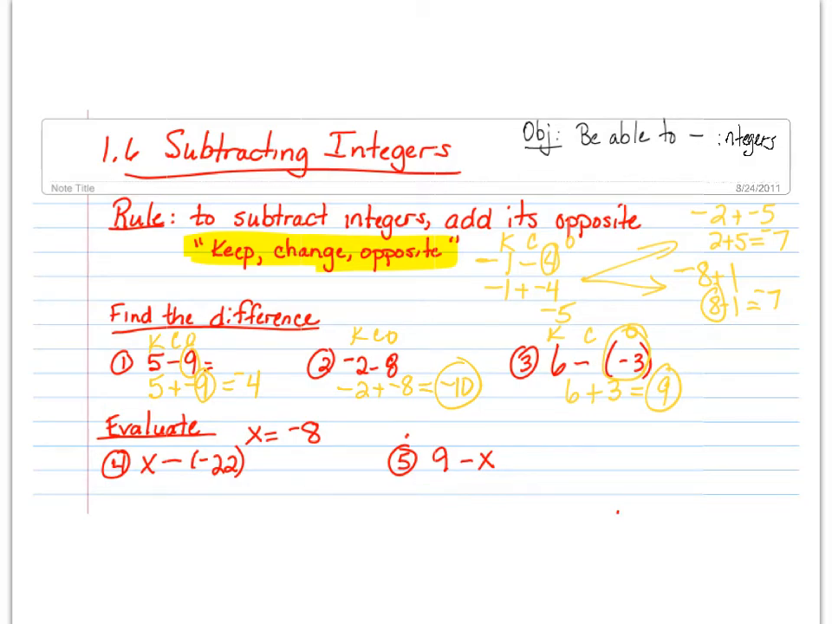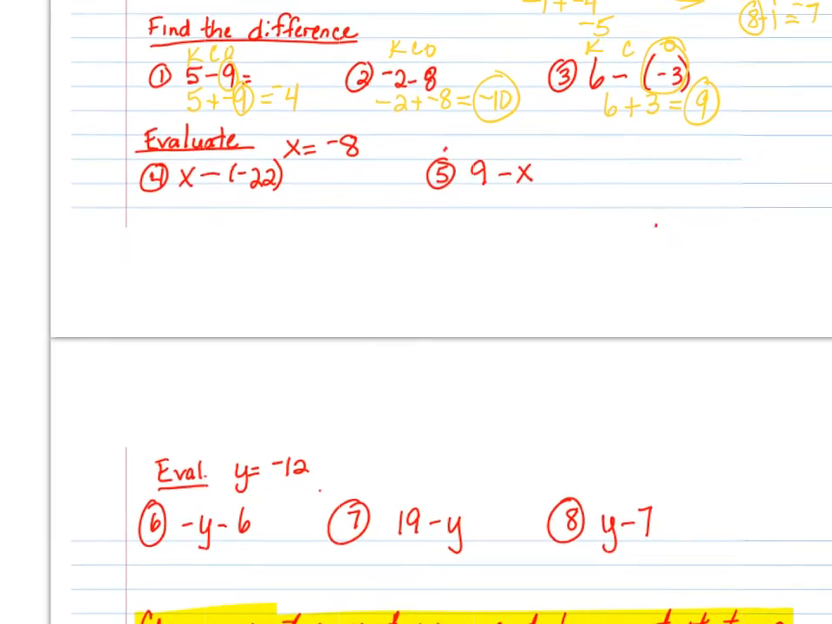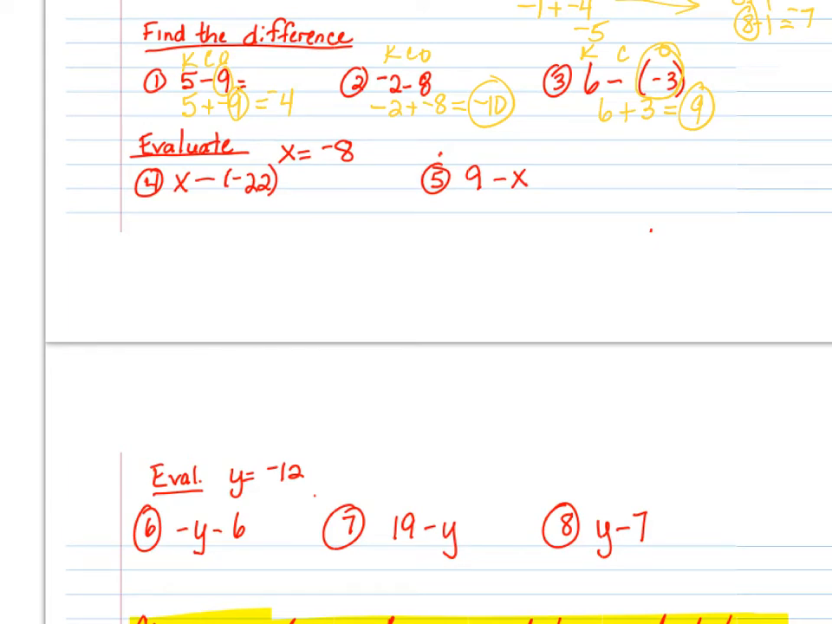Now it says to evaluate when x equals -9. What we're going to do is plug in for x. I want you writing down -8 minus -22. They have parentheses around that -22 just to hold the negative sign. I want you to do 4, and I want to do 5 with you. You would write down 9 minus, it is -8, so we have to put -8 in there. So go ahead and do 5 as well.